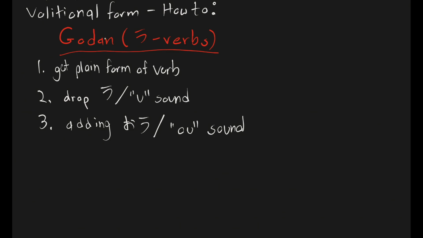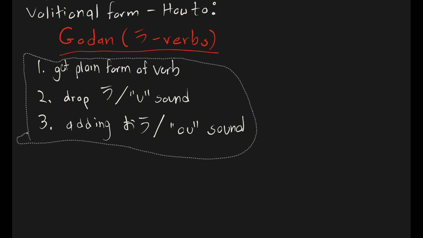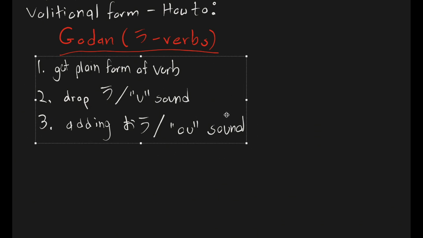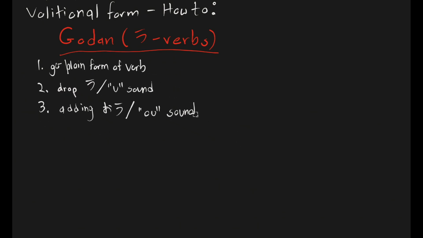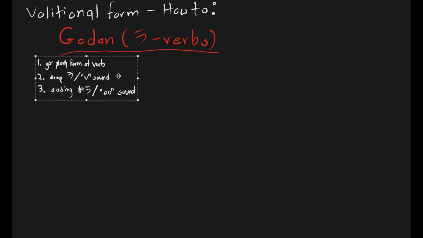So with those 3 steps that we have for getting the volitional form of a u verb or a godan verb, we can go and do some examples to kind of flesh out these rules so people can understand it. Because when I was first learning this, I had no idea what my textbook nor my teacher was talking about when she just said the oo sound or the o sound. So examples are the best way to get it.